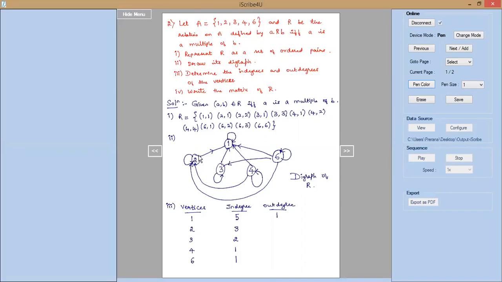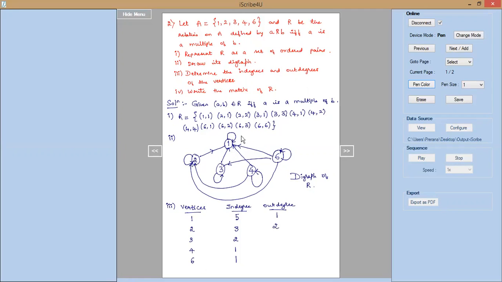Out degree of 2: the loop is counted and from 2 to 1 we have an edge, no? So 2 edges are going away from 2, the loop as well as from 2 to 1. So out degree of 2 is 2.